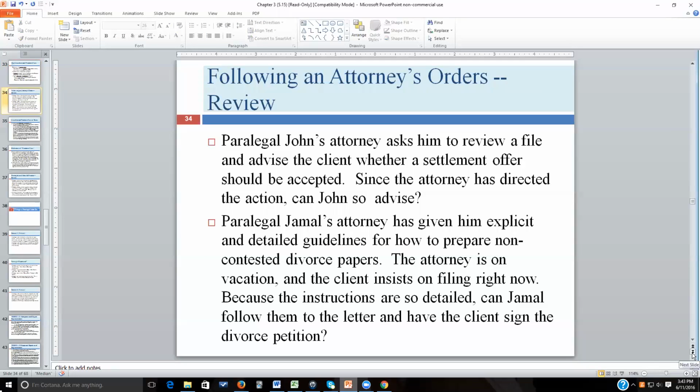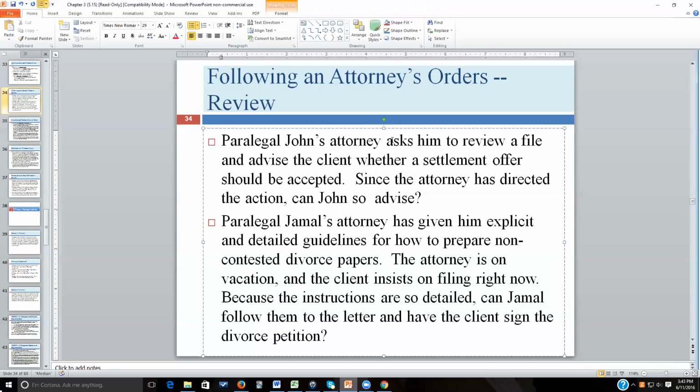Okay, let's look at two scenarios in which a paralegal is presented with some instructions from the attorney and see what the paralegal ought to do under these circumstances. Okay, so we have John is a paralegal. His attorney, we'll say his attorney is Bob. Bob asks John to review a file and advise the client whether a settlement offer should be accepted. Now, Bob has told John to do this, so is it okay for John to so do that? No, because you can see that there is no intermediate step where John's supposed to go back to Bob.